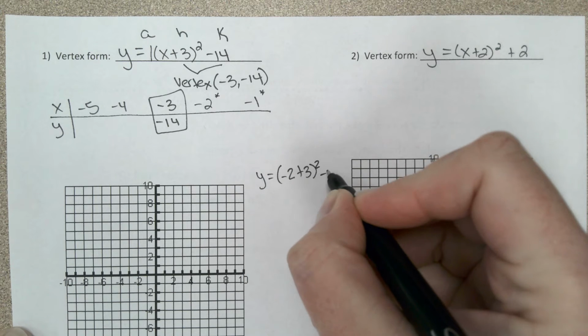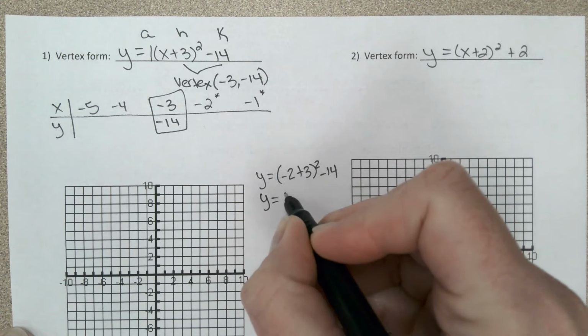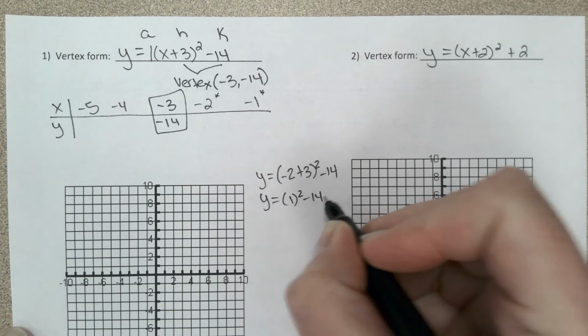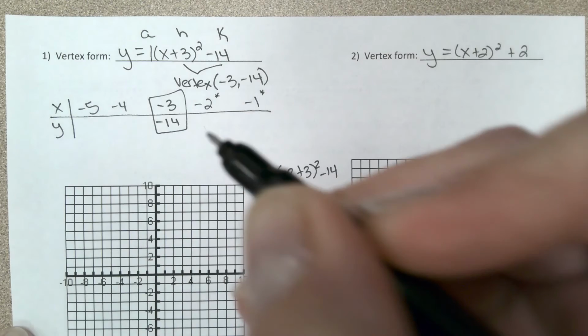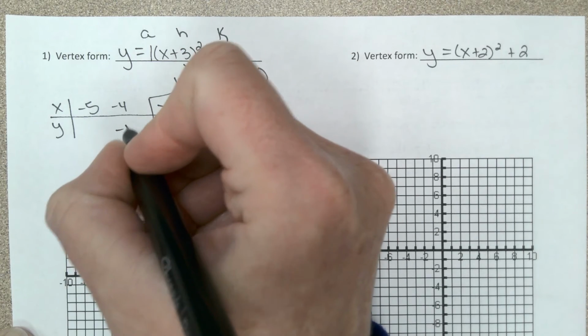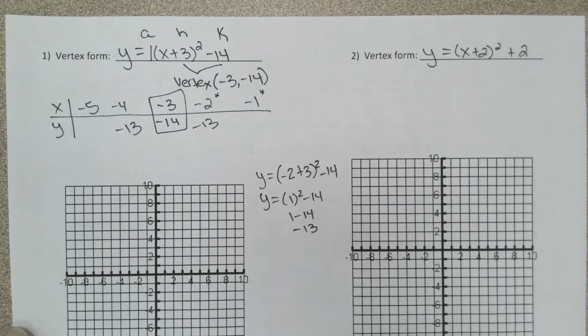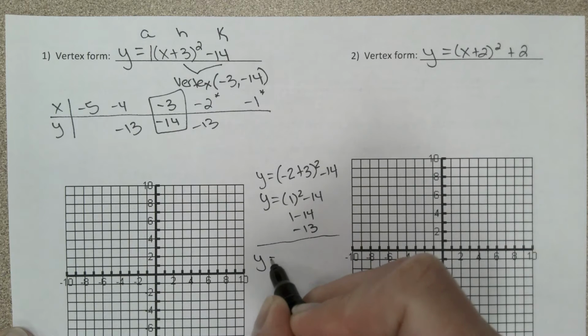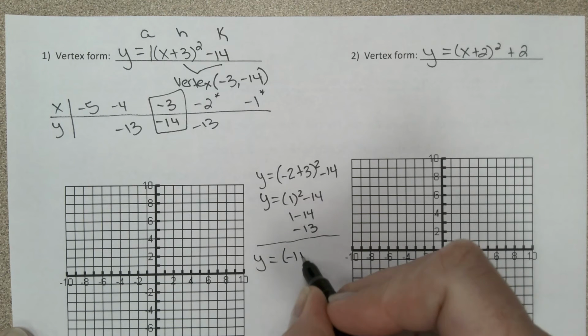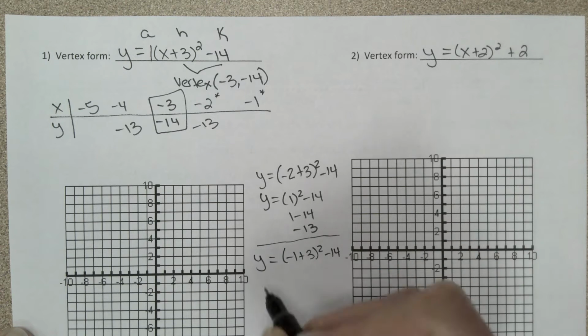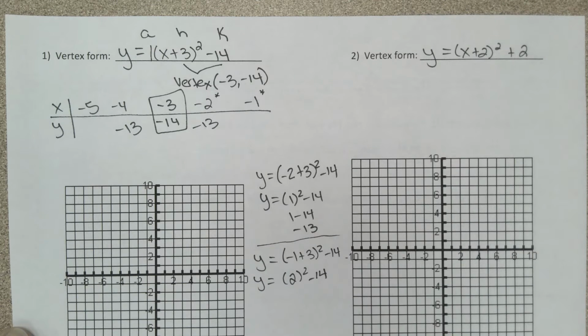-2 plus 3 squared minus 14. That adds up to 1. 1 minus 14 is -13. Now I'm going to plug -1 in for x. -1 plus 3 squared minus 14. That adds up to 2. Four minus 14 is -10.